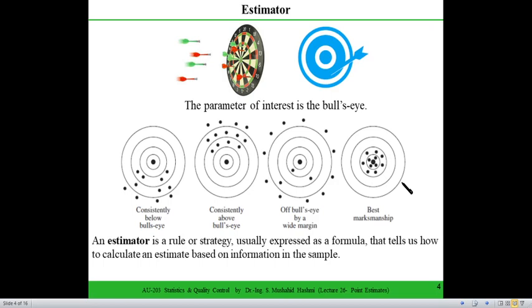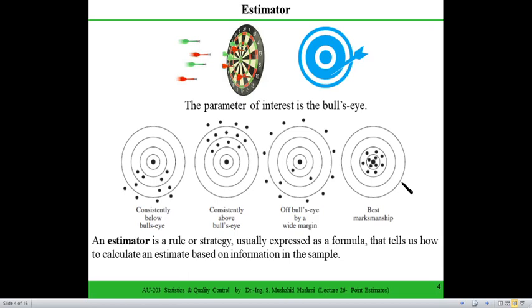So what is an estimator? We can call an estimator a rule or a strategy, usually expressed by some mathematical formula, that gives us information about how to calculate an estimate. And this estimate is based on the information given in the sample. So an estimator can be thought of as a rule or a strategy, expressed in the form of a formula, that helps us to calculate an estimate.